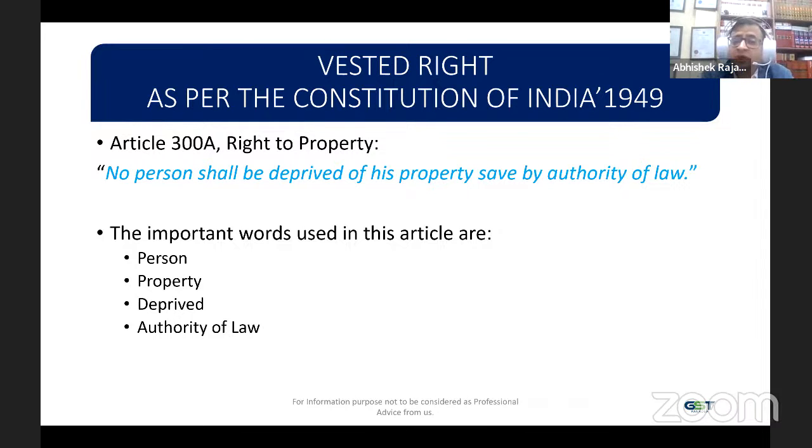So Article 300A says, no person shall be deprived of his property save by authority of law. Person here, in the context of GST, is the registered person, the taxpayer, and property is ITC. Deprived means restriction under Section 16(4). Authority of law: whether the law can give a mandate to restrict your time period. This is the basic question.